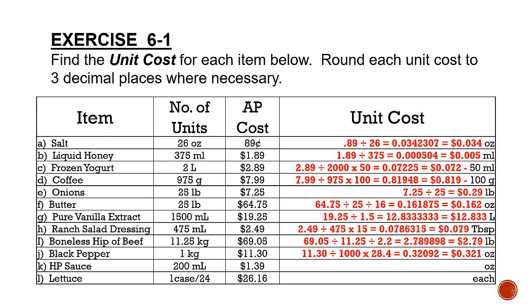HP sauce, we bought 200 milliliters, $1.39. But again, here we want the cost of 1 ounce. The relationship, luckily, is the same whether we're talking about grams or milliliters to 1 ounce. It's 28.4 milliliters to 1 fluid ounce.